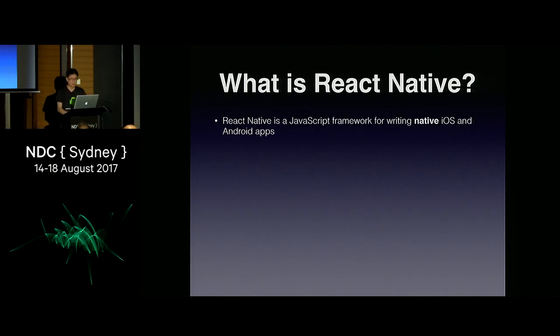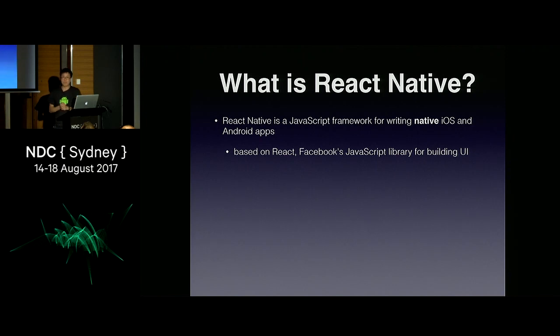So what is React Native? It's a JavaScript framework for creating native iOS and Android apps. Notice that I focus on the word native. So this is a pure native app. This is not an app that works like your Cordova or your Ionic applications, which are hybrid applications. This is a pure native app. You are a first-class citizen on the platform. For this session, I'm going to focus on Android. For my next session, I'll talk more about iOS. It's based on React, Facebook's JavaScript library for building UI.